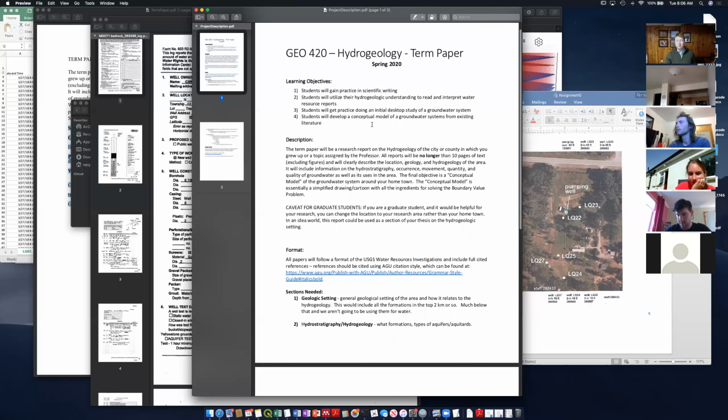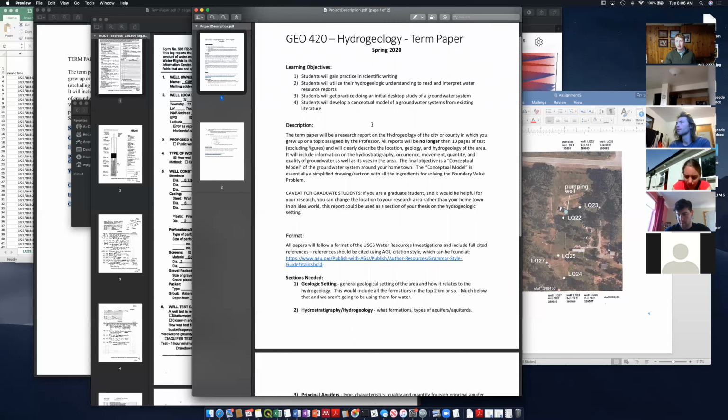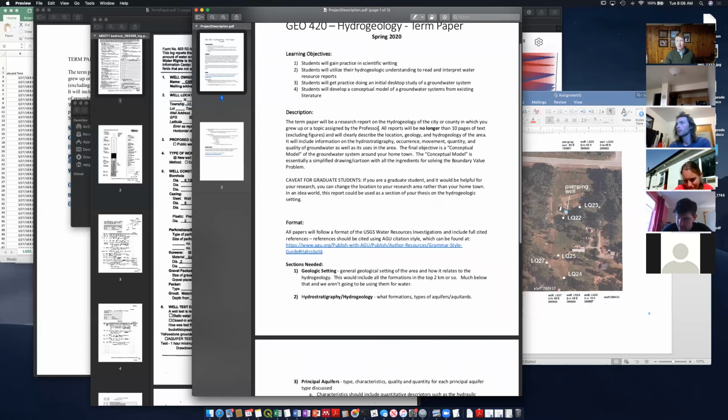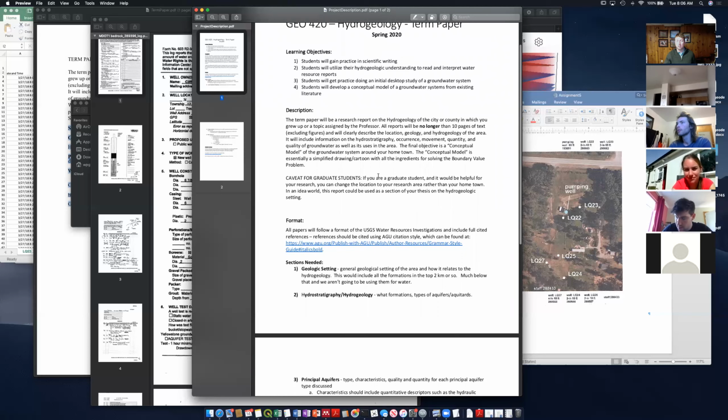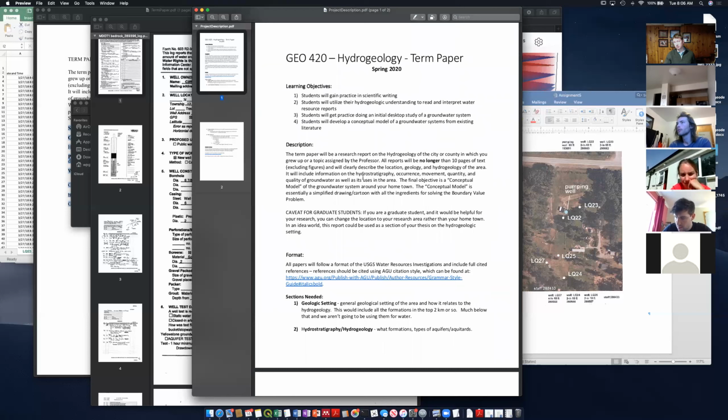So what I want you guys to do is write a report on the hydrogeology of the city or the county where you grew up. All right. These reports, we'll talk about the format more, but bottom line is no longer than 10 pages. I don't want you guys to write to a length, but I'm going to cap it. I'm not going to read more than 10 pages.